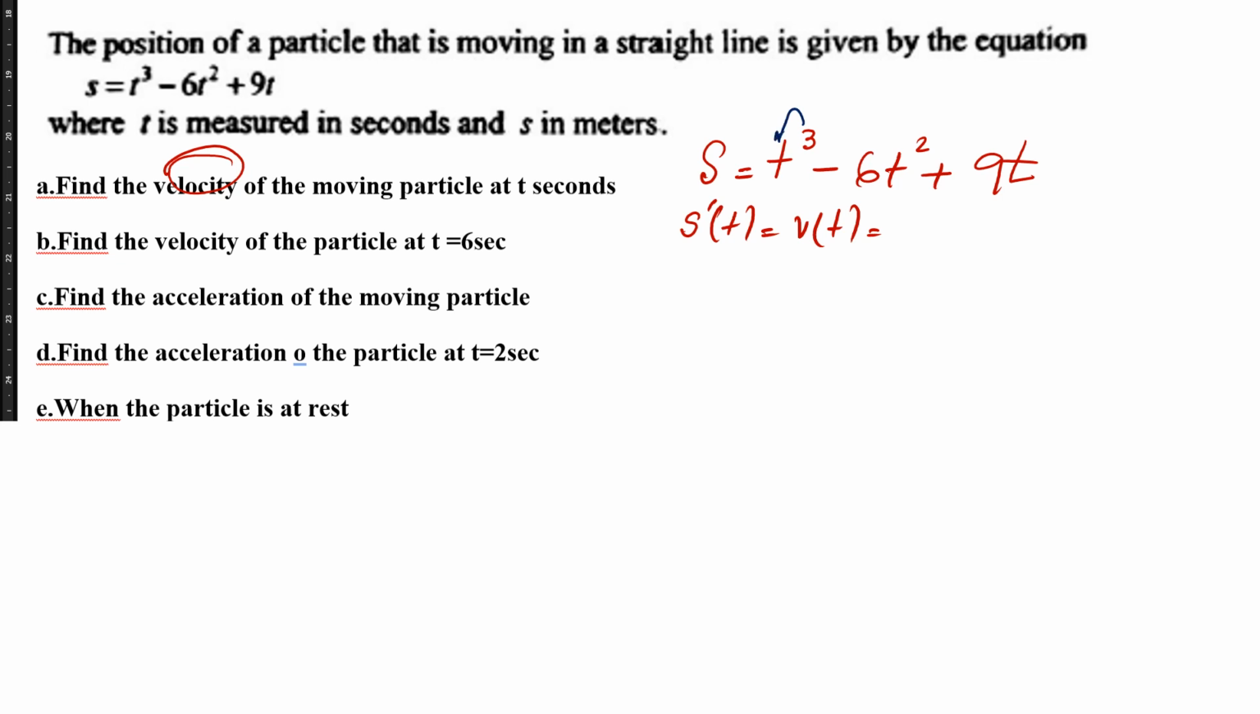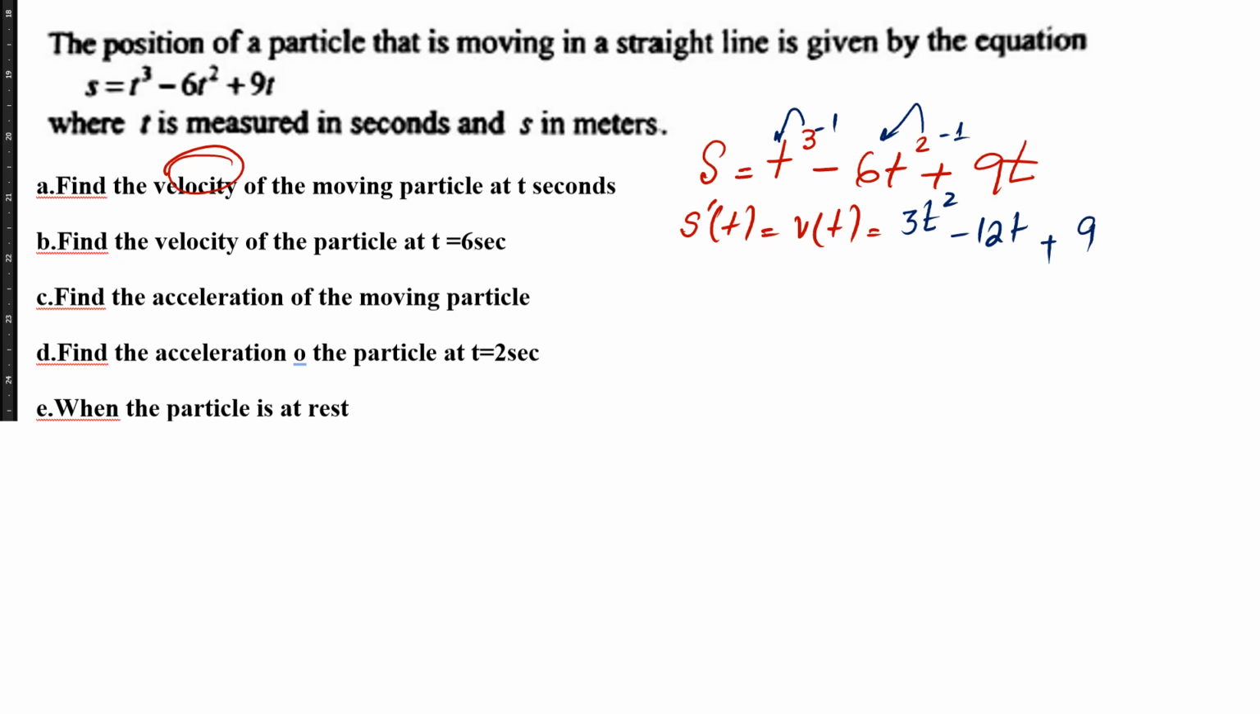Bring the 3 beside the function. Write the t as it is. From the power we subtract 1, so we will get 2. Multiply the power with the coefficient, that is 12, 6 times 2, t. From the power we subtract 1. Here, by the constant multiple rule, the derivative of 9t will be only 9.